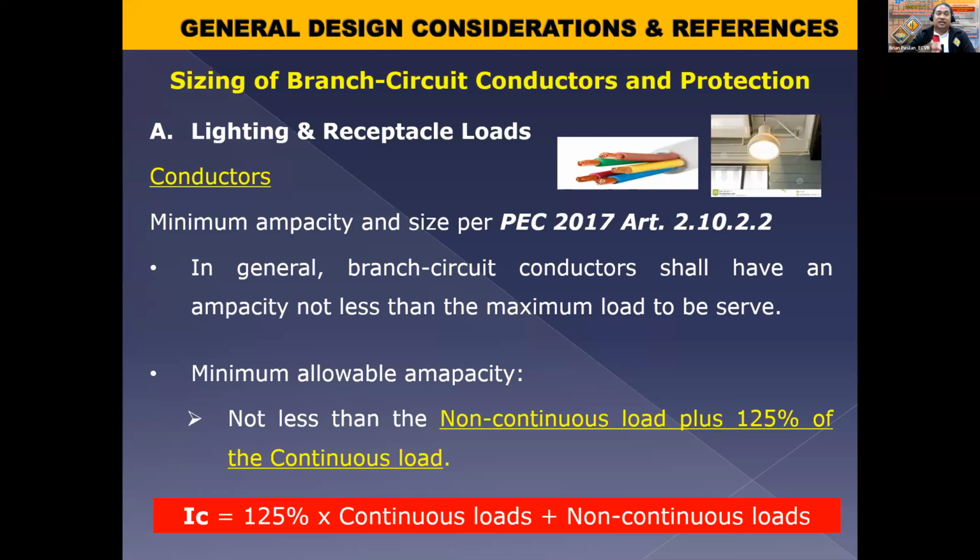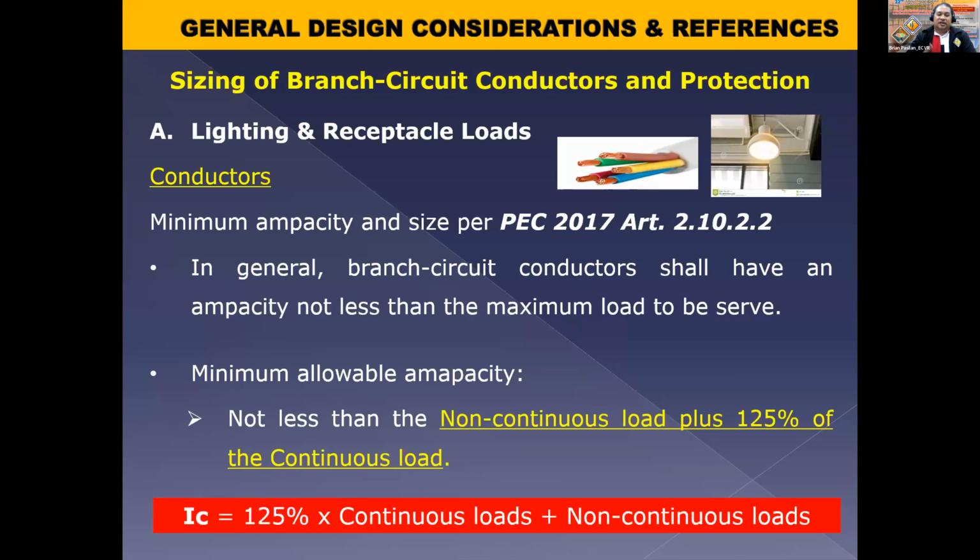Because we should not load our circuits beyond 80% of its rating, to really address the issues about temperature. So even though it is rated for 20 amperes, the code only permits loading it at 80% for continuous loads. Non-continuous can be 100%. So if 20 amperes, we can load it fully with non-continuous load because it does not operate continuously, meaning not as much heating compared to continuous loads.